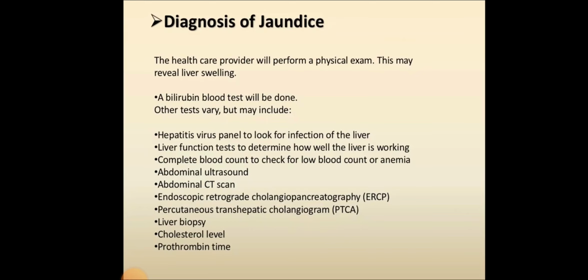It is a blood test, bilirubin test, that is liver function test, and also CBC you can check for low blood count. In later stages, abdominal ultrasound or abdominal CT you can take, liver biopsy, and cholesterol level also you can check, and the prothrombin time. This is the diagnosis of jaundice.